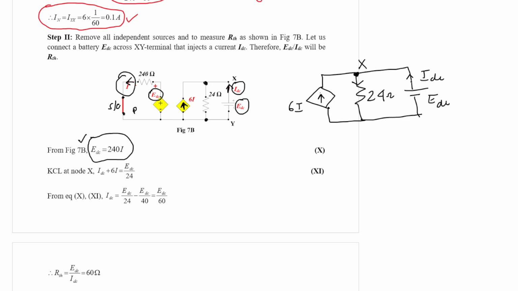So at node X, KCL: you see two currents are entering, so we must write IDC plus 6I, they are entering as mentioned here, and this current is leaving, which is equal to EDC by 24. Why is this current EDC by 24? Because this battery voltage is directly falling across the terminals X and Y. This battery voltage EDC is directly falling on the 24 ohm resistance. So the current flowing through this 24 ohm resistance is nothing but EDC by 24.